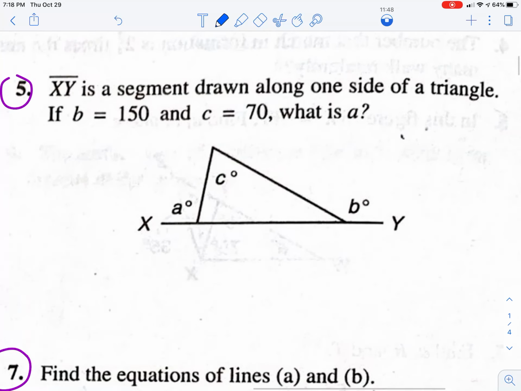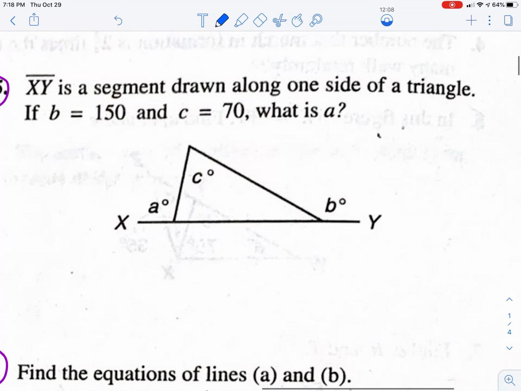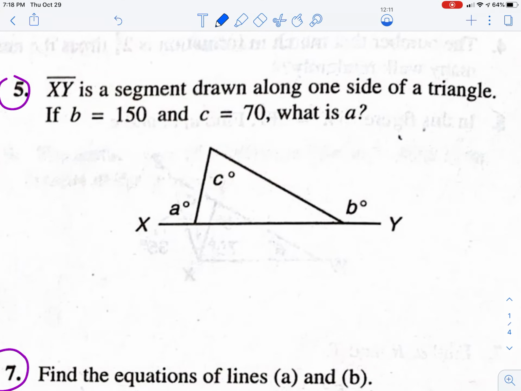Okay, there was a couple things that you guys actually found a simpler way to get to this. Let me think what you did. I want to see, because I did it slightly different. Well, let's fill in what we know. So we have XY as a segment that's drawn along one side of a triangle. If B is 150, right here, and C is 70, then what is A?